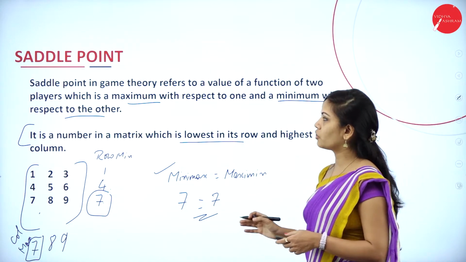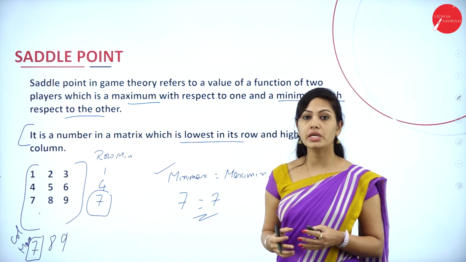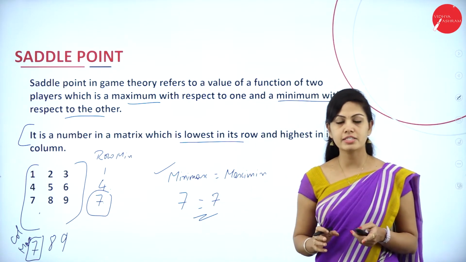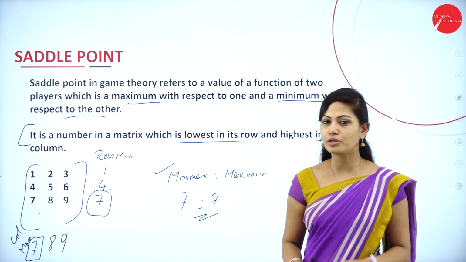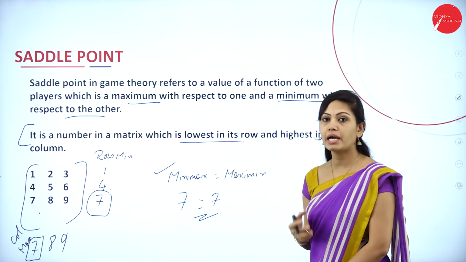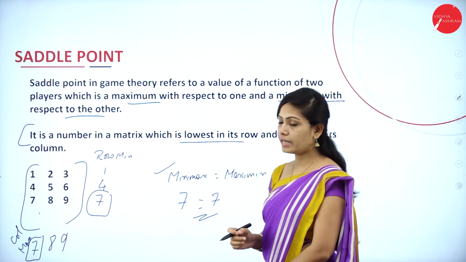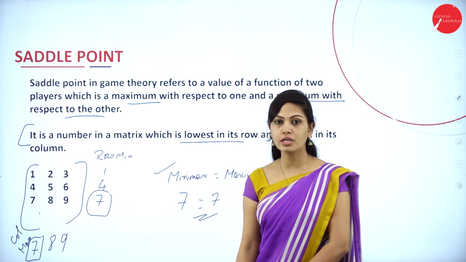It is a very simple concept. Game theory is a very simple concept. Please understand the concept in game theory. It is very interesting and very easy. We use the saddle point, minimax and maximin concepts in problem solving. So this is called a saddle point, and this is an example for a saddle point.